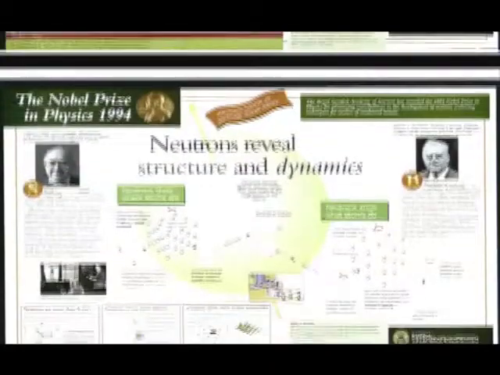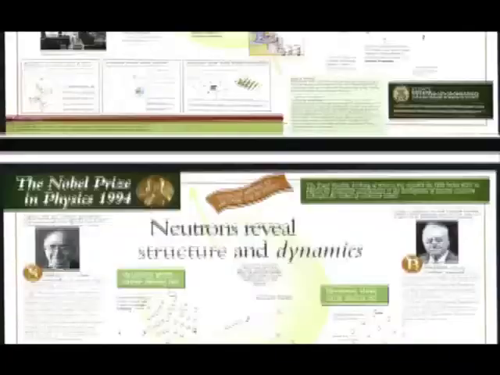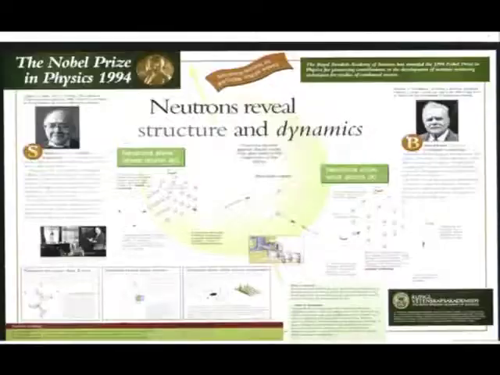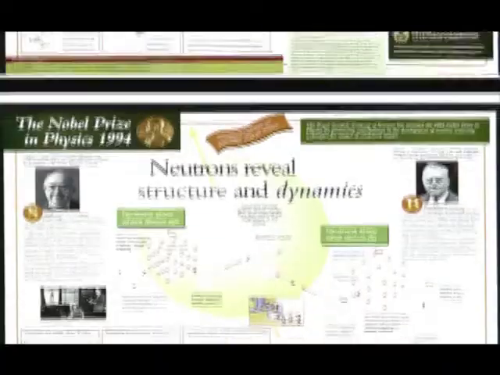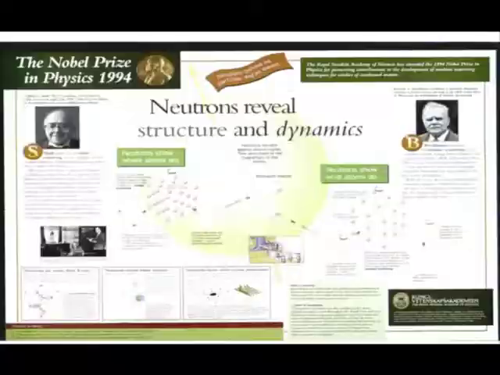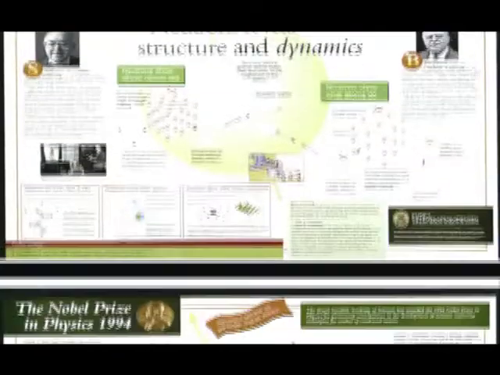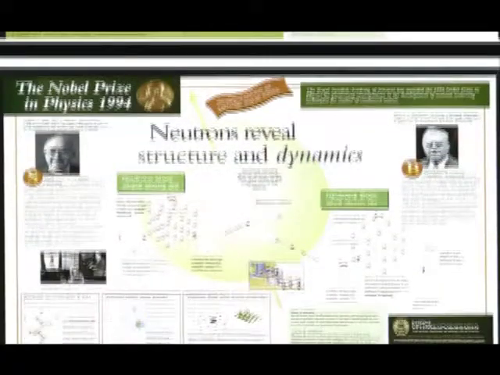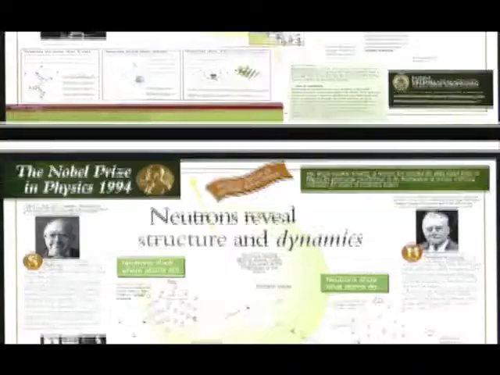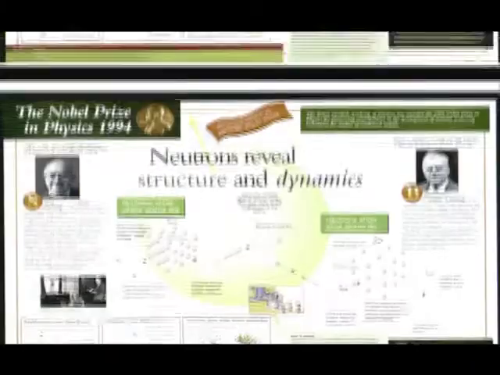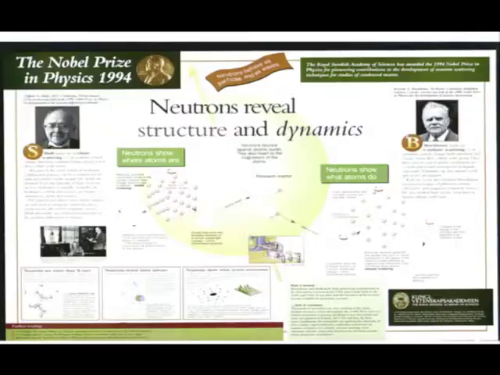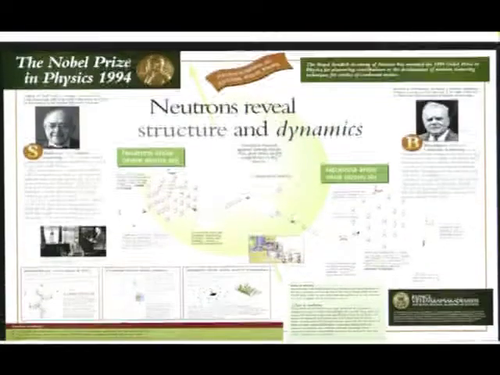Most of you know this poster. That's the Nobel Prize poster. It was developed in 1994 when the Nobel Prize was awarded to Cliff Shull and Bertram Brockhouse for their pioneering work in the development of neutron scattering techniques. But this poster also illustrates where this technique came from. It was mostly developed by physicists, and the initial problems were all condensed matter physics.